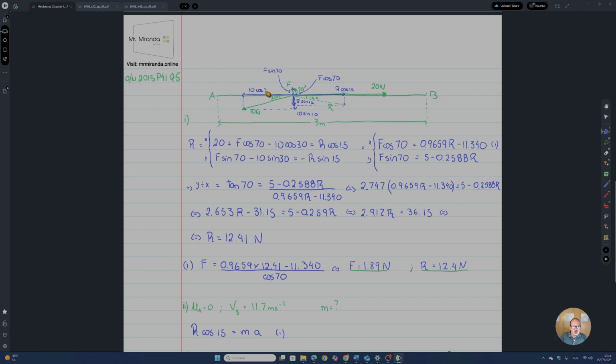And since it is pointing to the left, this is going to be negative. So right positive, left negative, and on y, up positive, down negative. So what do I actually have on the horizontal side? I have 20 plus the F cosine of 70, both positive, minus the 10 cosine of 30, the one that is negative, must be equal to this R cosine of 15.